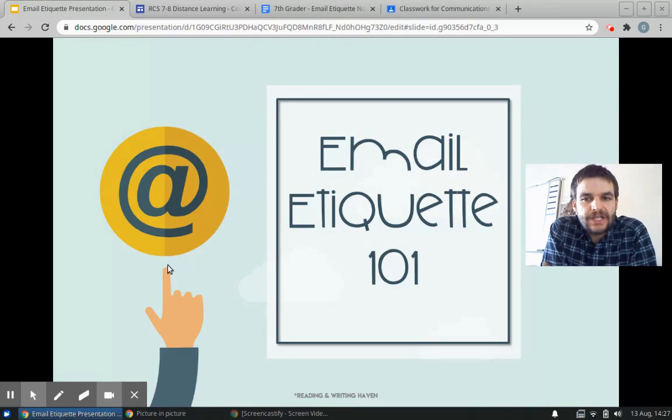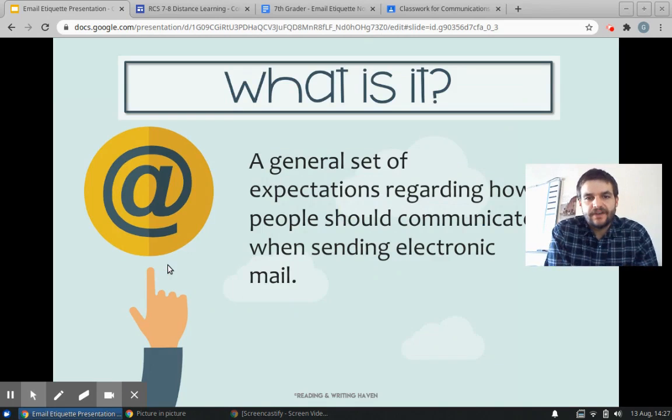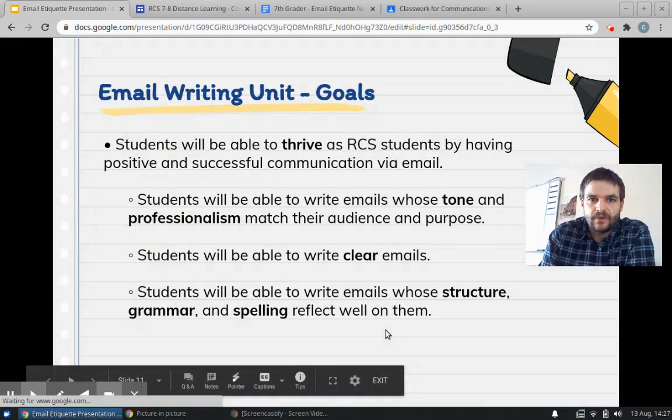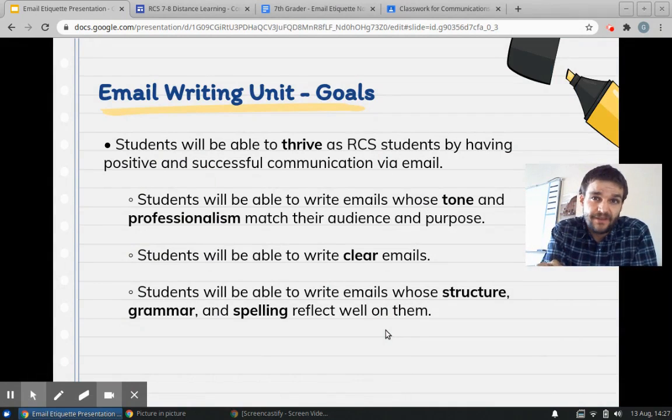We've been talking about email etiquette. And the other day, we talked about how etiquette is sort of like politeness. It's a general set of expectations regarding how people should communicate. In this case, how they should send an email. And so the big reason that we're talking about this is that I want you as students to be able to thrive by having positive and successful communications, especially with your teachers, through email. So some of the things we're going to talk about today are tone, how to write a clear email, and how structure and grammar and spelling can reflect well on you as a person.